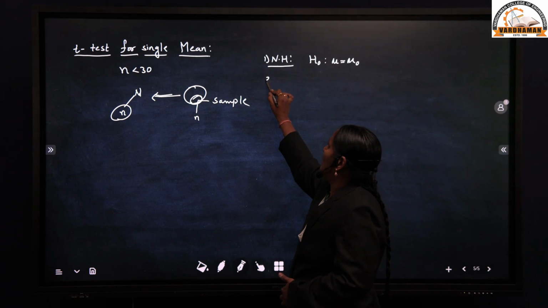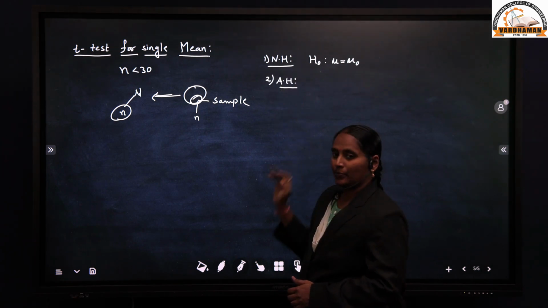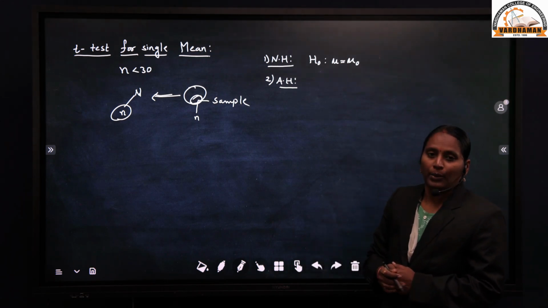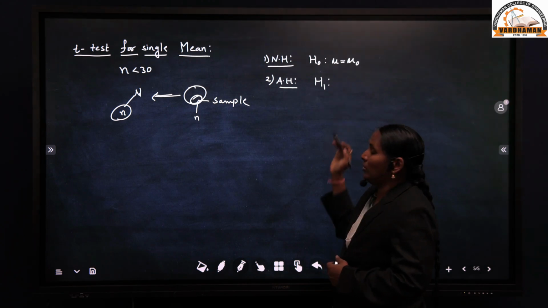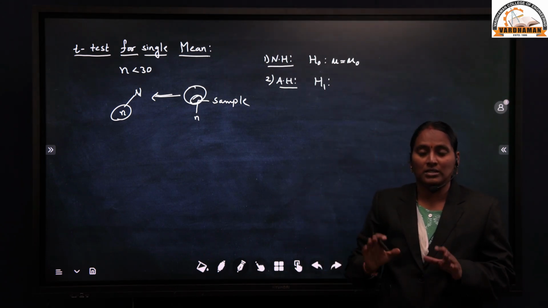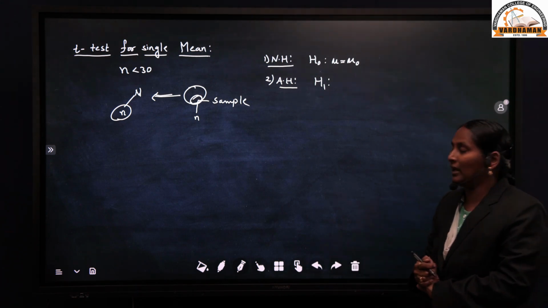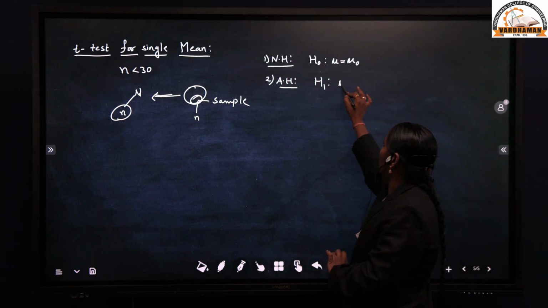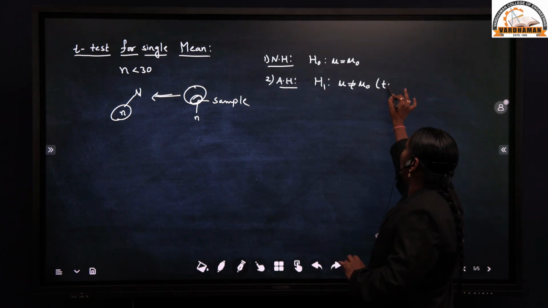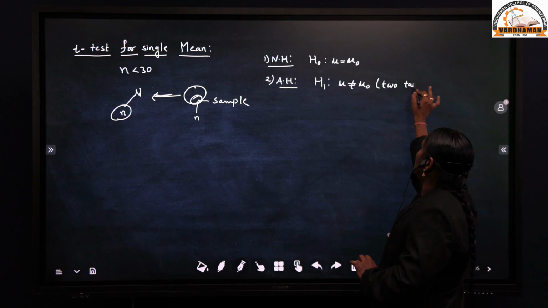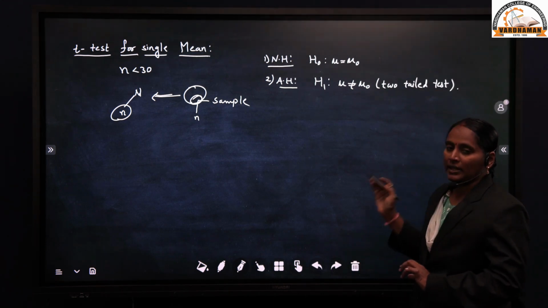Now, let us check the second statement, the alternative hypothesis. The alternative hypothesis in the t-test for single mean depends on the problem. If the problem is to check whether there is any significant difference in the data, then we write H1: mu not equal to mu naught. So the type of the test will be a two-tailed test.